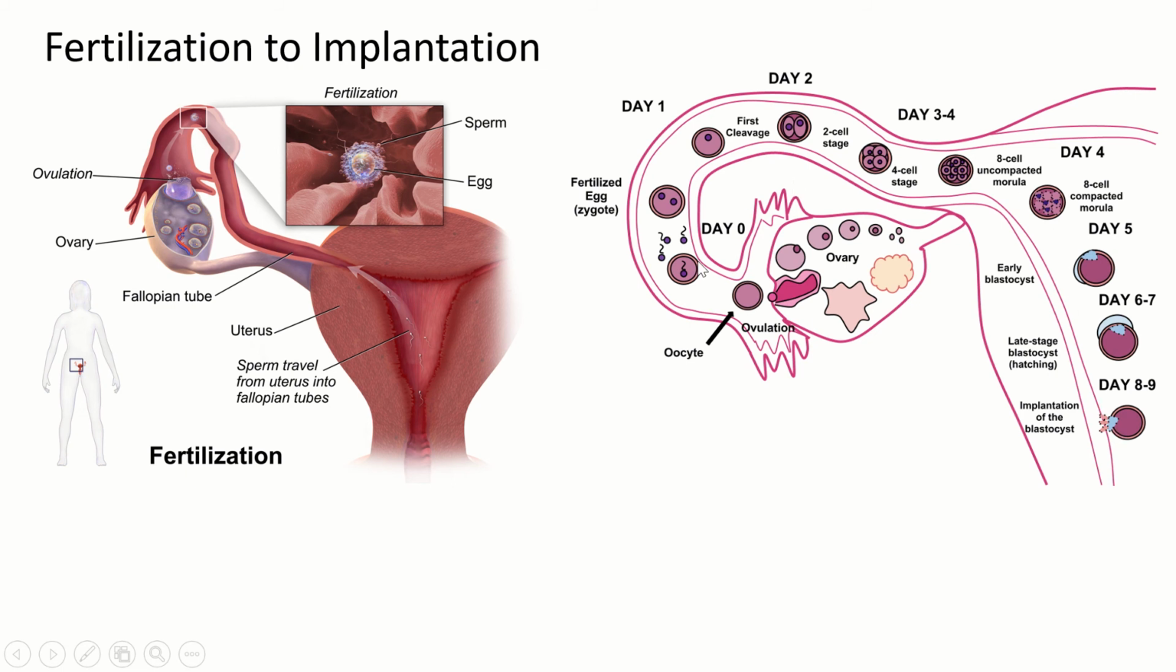And under normal circumstances, about a week later, it implants as a blastocyst, which is a ball of cells, into the wall of the uterus. That's the normal way that a pregnancy starts. Notice that there's about a week between ovulation and implantation, which is where we definitely have a pregnancy.